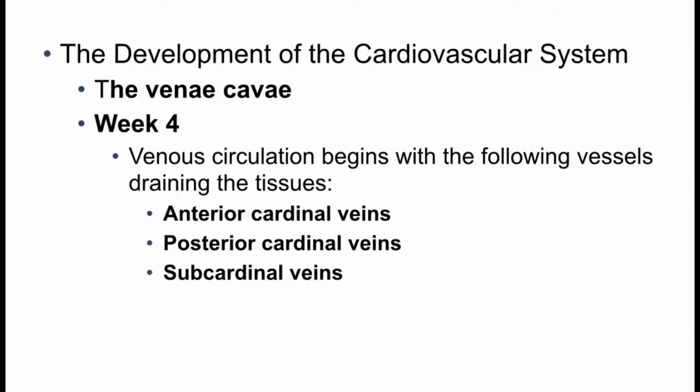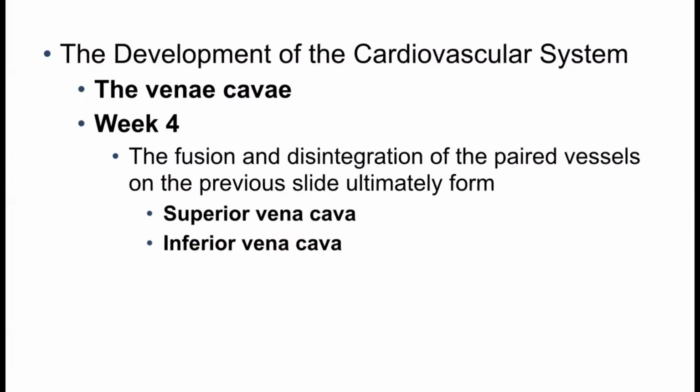The vena cava: you have the superior vena cava and you have the inferior vena cava. They drain back into the heart, and they both drain into the right atrium, both the superior and inferior vena cava. Okay, venous circulation. Vessels drain to the tissues from your anterior cardinal veins, your posterior cardinal veins, and your subcardinal veins. The fusion of the paired vessels forms your superior vena cava and your inferior vena cava. Again, both of those dump into the right atrium.